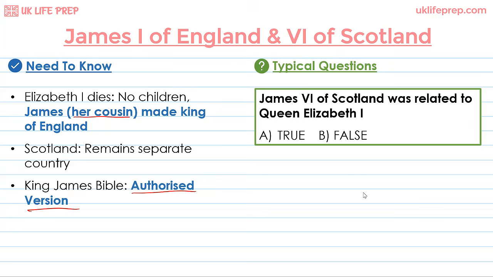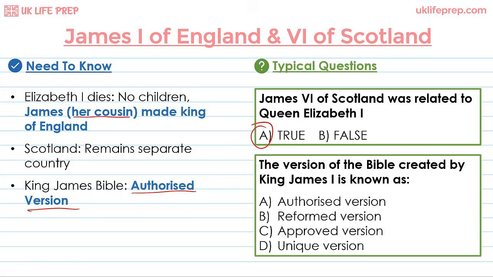Looking at some typical questions, the first question reads, James VI of Scotland was related to Queen Elizabeth I, true or false? We saw that James VI of Scotland was the cousin of Queen Elizabeth I, and therefore this statement is true. The next question reads, the version of the Bible created by King James I is known as what? We saw that this was the Authorized Version.